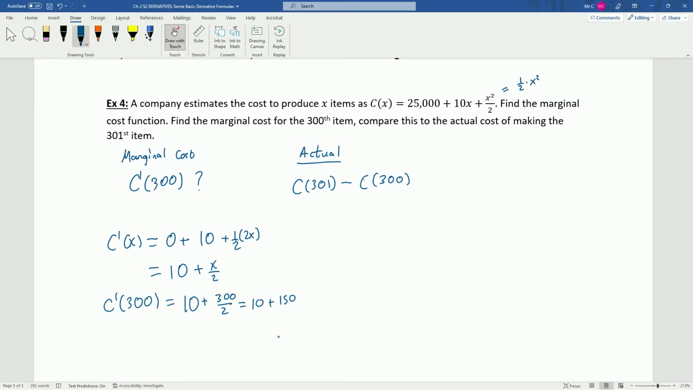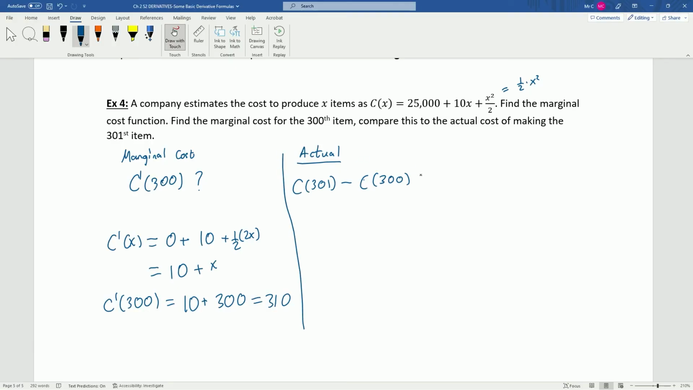Oh, wait a second. Hold on. We made a little mistake. The 2 over 2 cancels. That should just be x there. 2 times 1/2 is 1. Shocking. So this should be 10 plus 300, which is 310. Okay, that's our marginal cost.